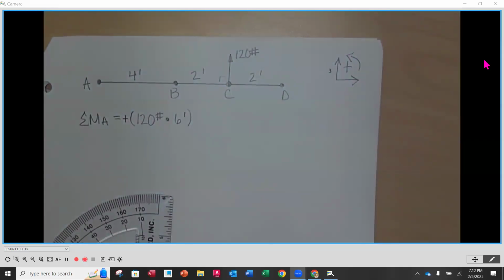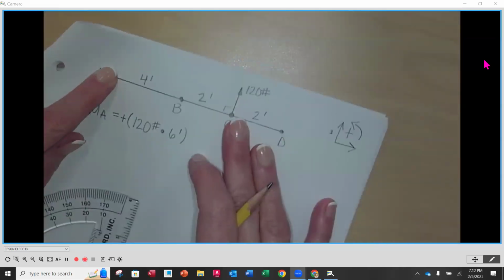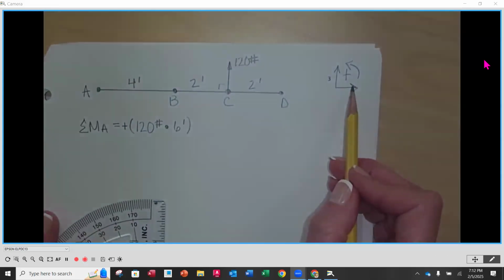Now, do not base the direction of the moment on the direction of the force. The force is going up. But remember, if we're summing forces, then we're looking at up, down, left, right. Okay? But when we're summing moments, we're looking at the direction that it creates based on that force about the point that we're on. So is this going clockwise or counterclockwise? This is going counterclockwise, right? So we're positive according to our convention.